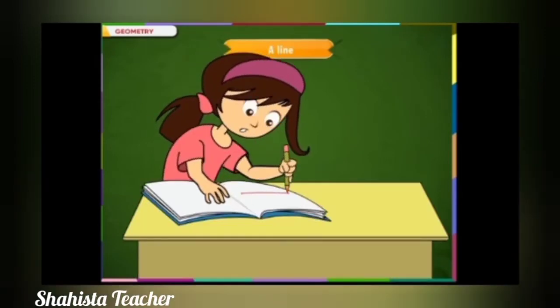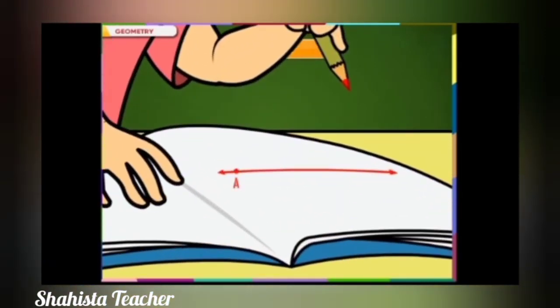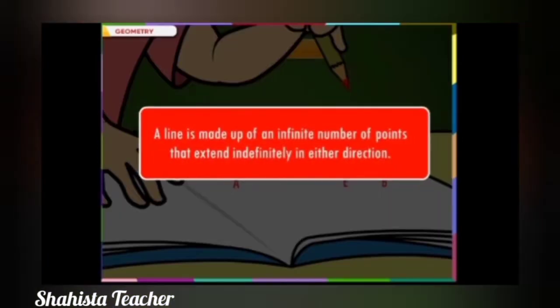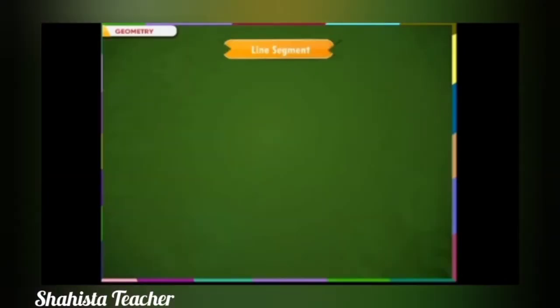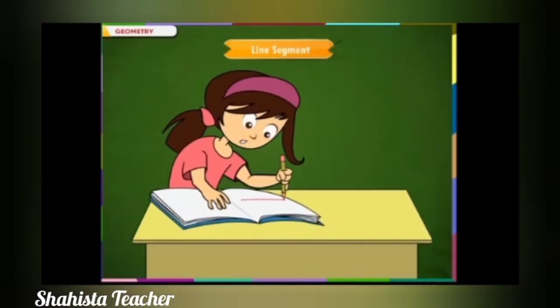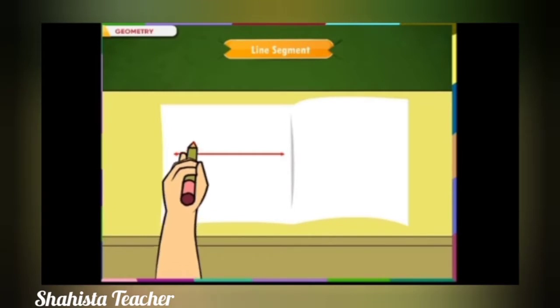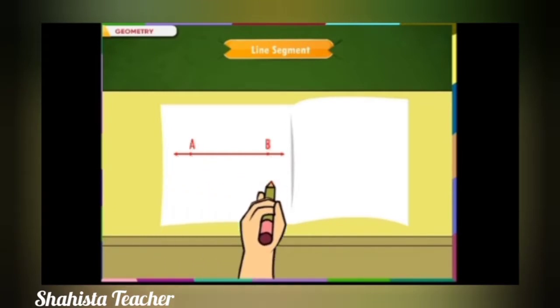The next most important fundamental concept of geometry is a line. Here Sneha would draw a line. We can mark many points on this line and name them too. So we can say that a line is made up of an infinite number of points that extend indefinitely in either direction. Sneha draws a line with arrows on both sides. She marked 2 points A and B on the line to get the line segment. She measured and found the length of the line segment to be 5 cm.